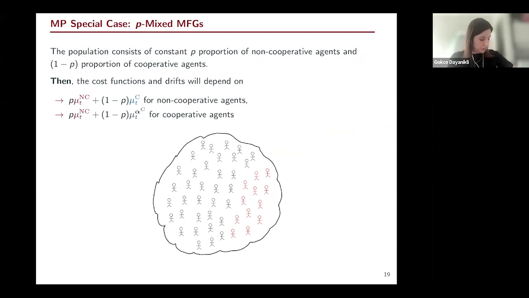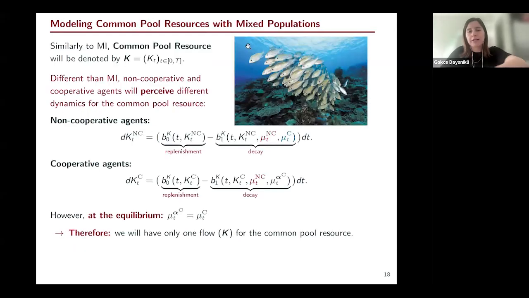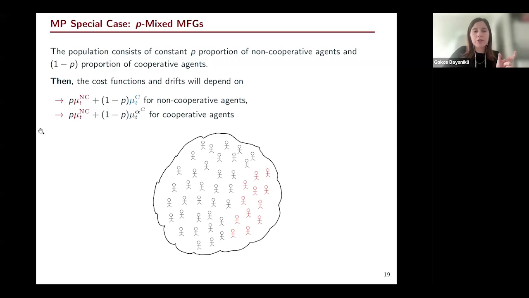So here, before going into our motivating example, I want to discuss another simplification that we called P-mixed mean field games. In this one, I'm going to assume that there is a fixed proportion P of non-cooperative agents and 1 minus P proportion of cooperative agents. Then instead of plugging in these distributions separately, as we do here, we can input the convex combination of these distributions. So this will be the aggregate distribution in the population that is observed by the non-cooperative agents. And this one, where the second distribution shows the direct effect of the cooperative agent, is going to be the aggregate distribution that is observed by the cooperative agents.